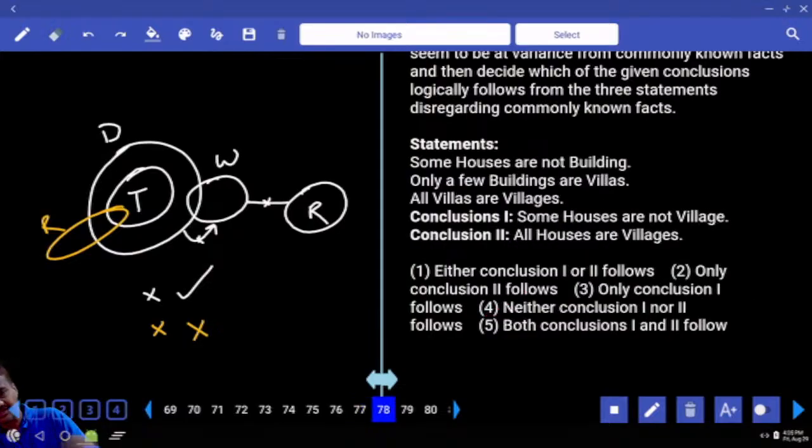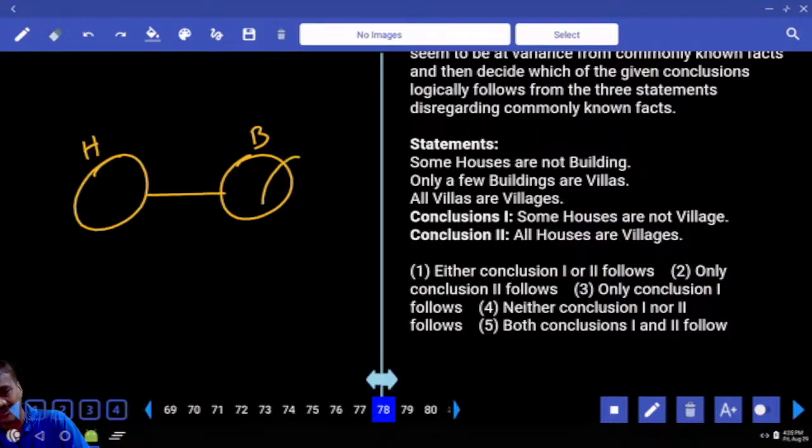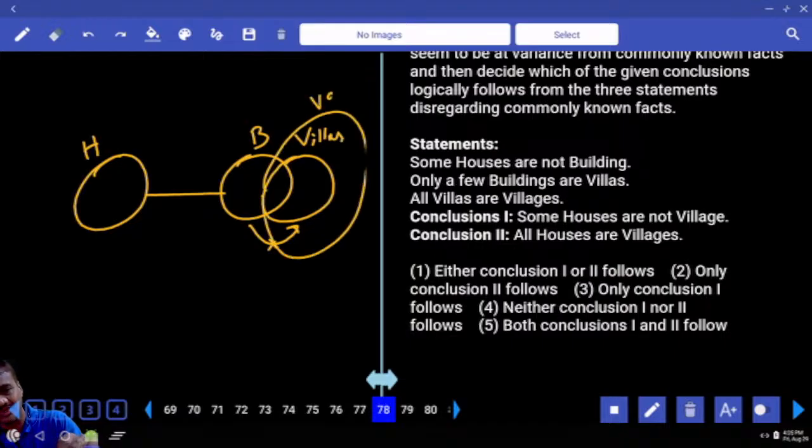Then next one, 78. Now in this 78, some houses are not building. Now this is house and a building. Some houses are not building. Some not, we are just representing with a line. And only a few buildings are villas. Now some of the buildings are villas, but not all. And all villas are villages. Now this entire villa is a part of village.